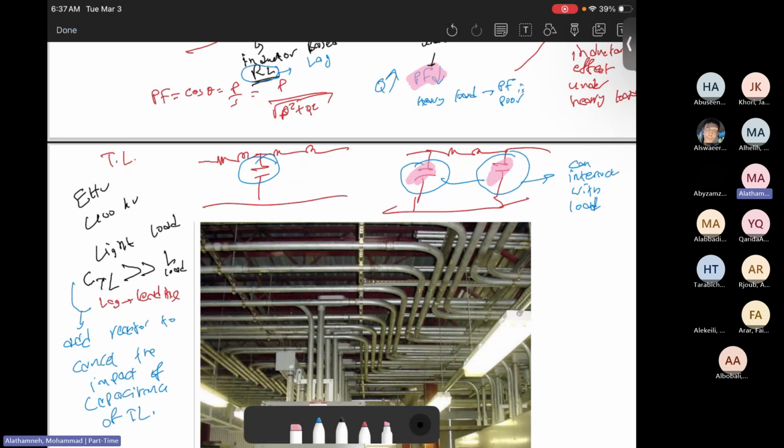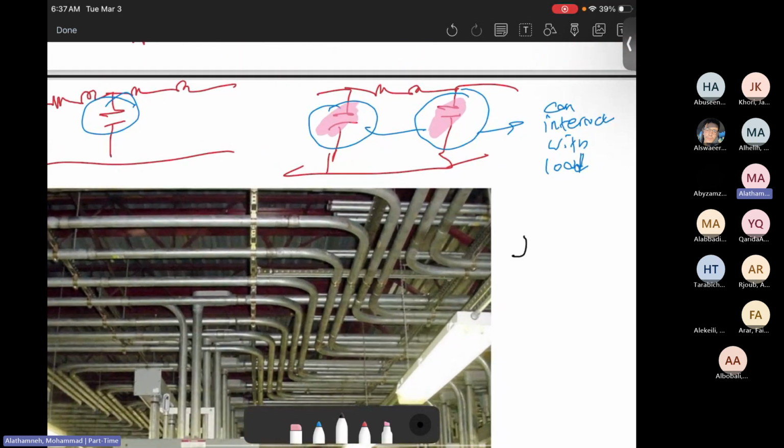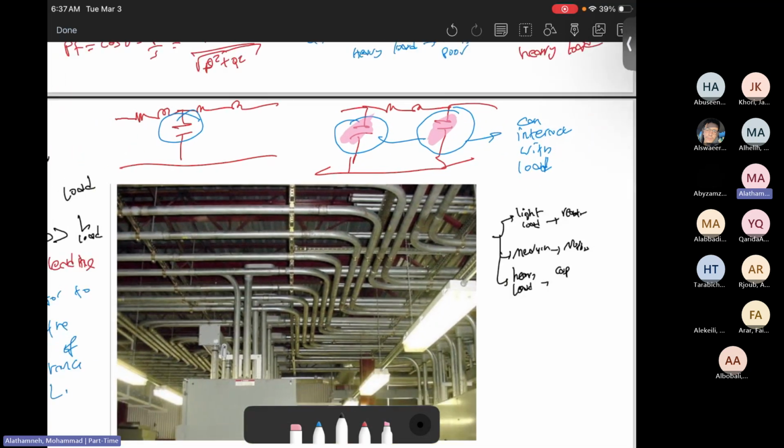So we can summarize it as follows. Light load, use reactor. Medium load, nothing. Heavy load, use capacitor. But keep in mind, this is not always, I mean, it depends on the situation.